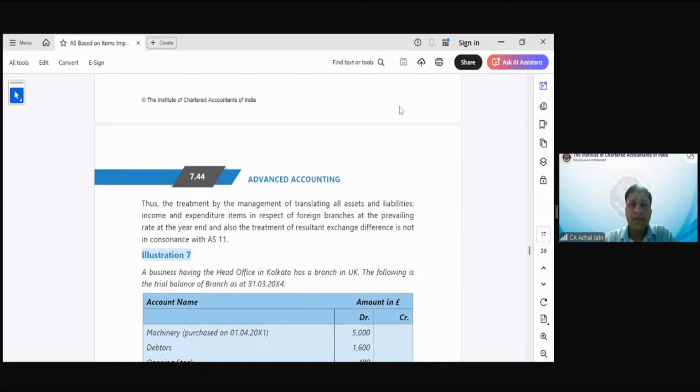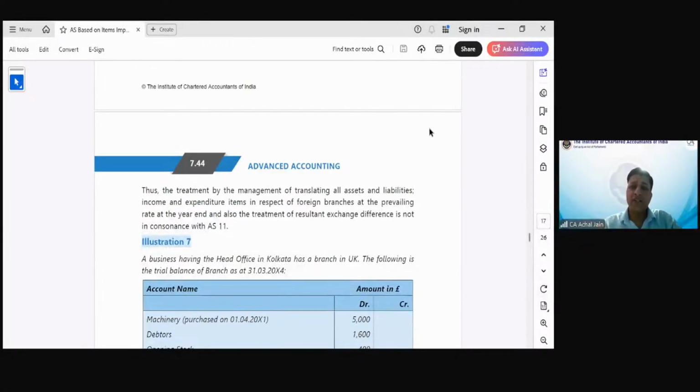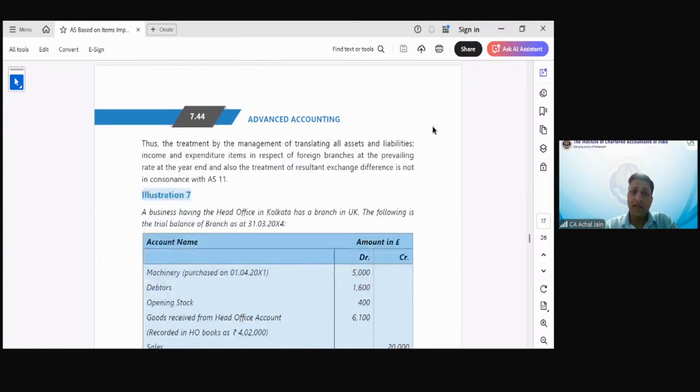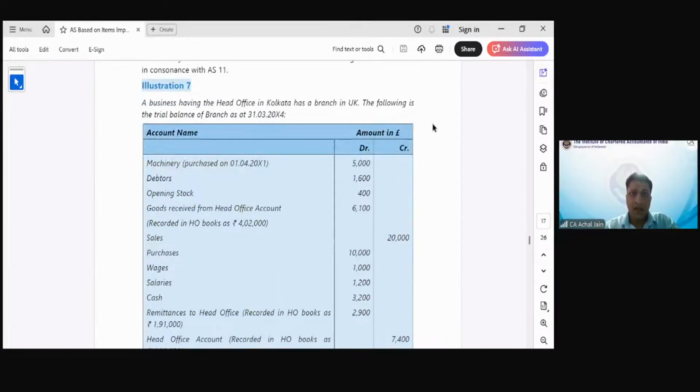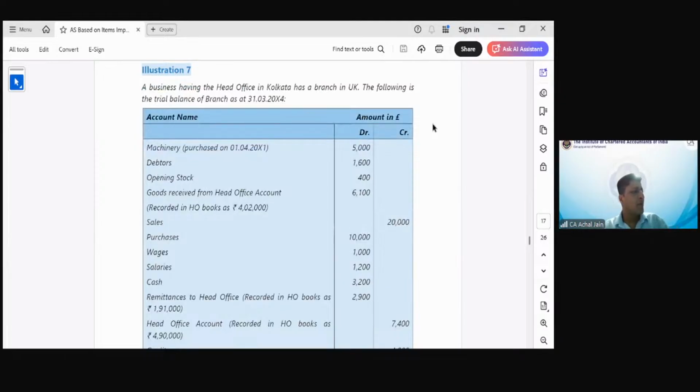Okay, then I think Somya has a query. Somya is asking, will FCTR be carried to the reserve and surplus? Yes. FCTR is carried to the reserve and surplus in the balance sheet. So that's how FCTR is required to be treated. Clear? Now, let's look at one more example.